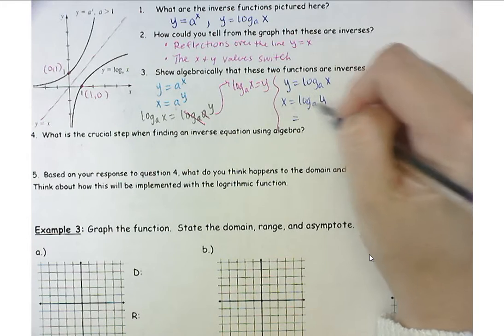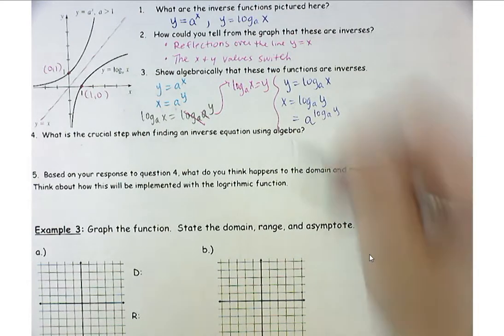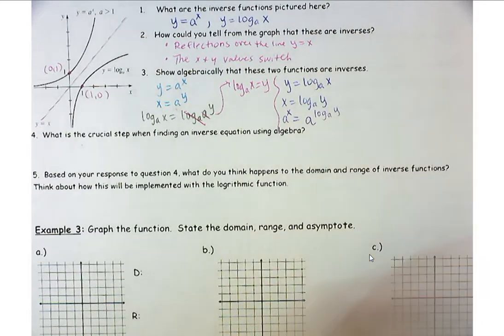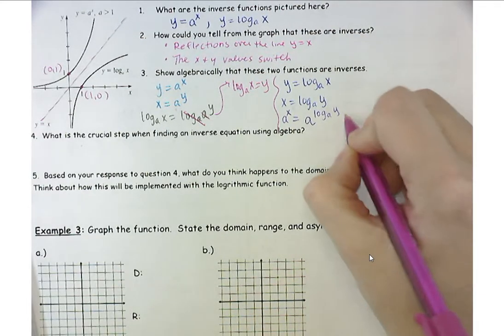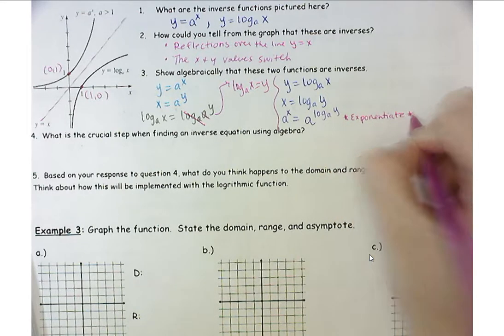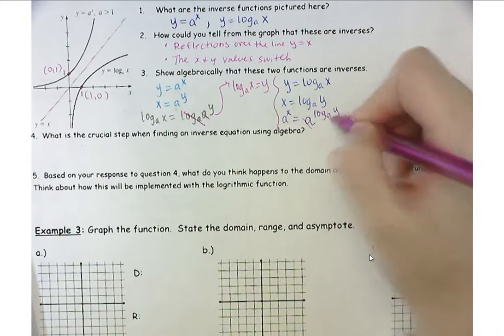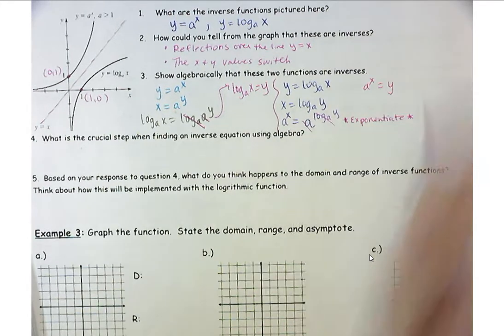If this is your exponent and a is your base, right? Then wouldn't these two cancel out? So whatever we do to one side, we have to do to the other. Do you guys remember what this is called? It's called exponentiating. So you would exponentiate each side, which just means each side becomes the exponent. Okay, so then a and log base a cancel out. You have a to the x equals y. So yep, we could prove algebraically that they were inverses.